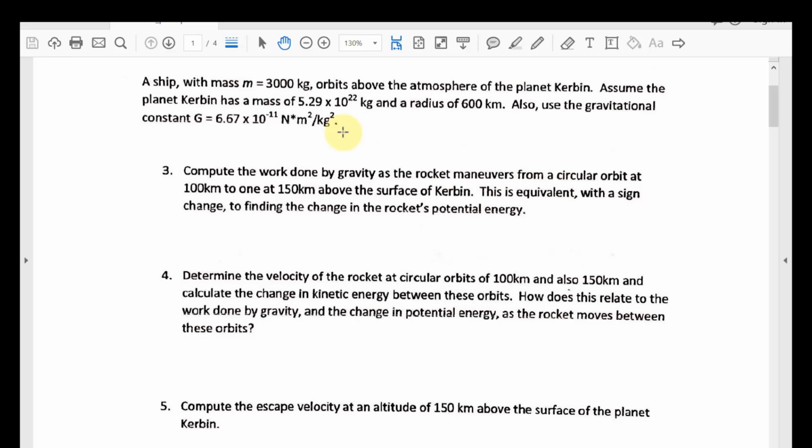We'll also look at number four: determine the velocity of the rocket at circular orbits of 100 and also 150 kilometers and calculate the change in kinetic energy between these orbits, and how this relates to the work done by gravity and change in potential energy as the rocket moves between these orbits. And finally, compute the escape velocity at an altitude of 150 kilometers above the surface of planet Kerbin.